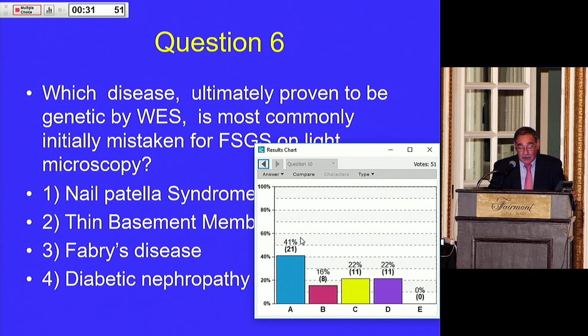This is clearly an example of, if you don't know the disease, don't guess it. You'll get more right in terms of this. So nail patella syndrome, I've only seen 2 patients in my lifetime. Fabry's, I have a couple of patients with that. Thin basement membrane, I have tons of patients, and the answer is 2. That's amazing because remember, that's a form fruste of Alport's. It's a basement membrane defect. So let's look at this.